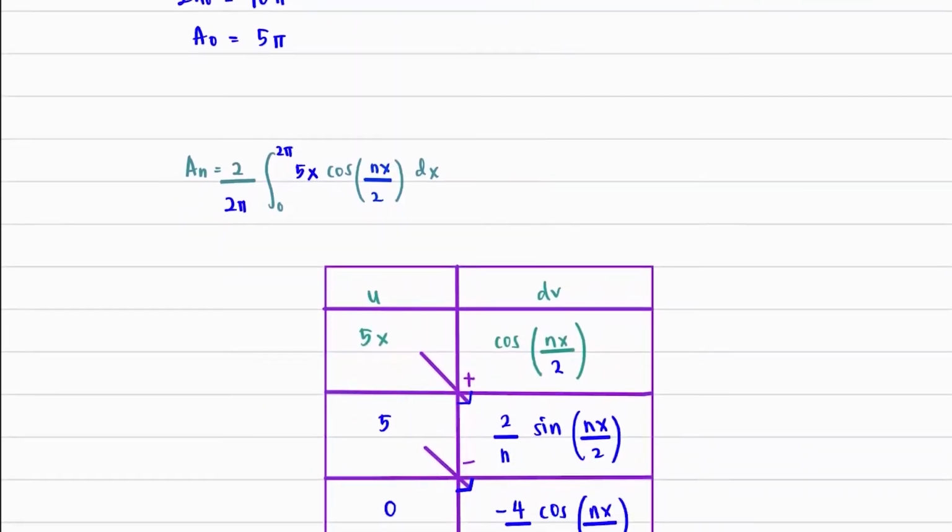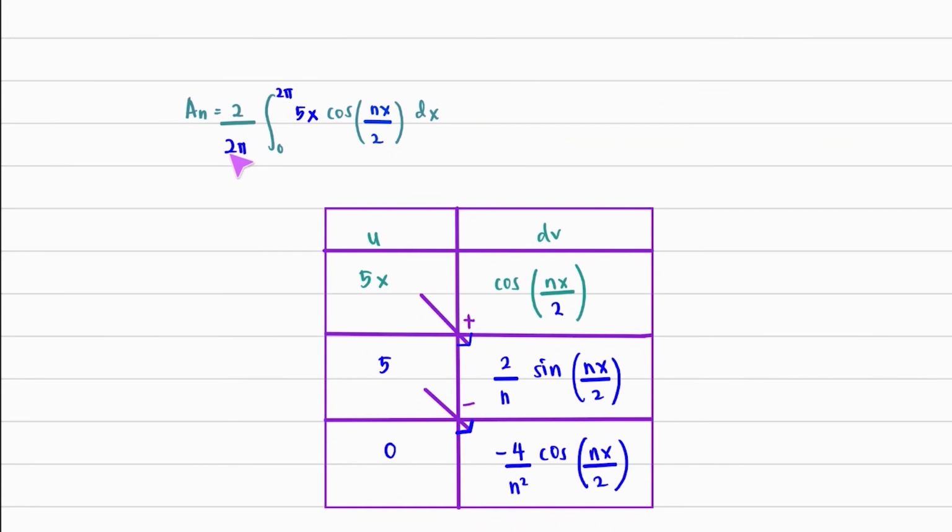After that, calculate an, which is 2 divided by L, 2 divided by 2 pi, integrate 0 to 2 pi, 5x cos nx divided by 2 with respect to x. Use the tabular integration method here, where u is equal to f(x), differentiate u until you get 0. Differentiate 5x is 5, differentiate 5 is 0. And for dv, integrate cos nx divided by 2 is 2 over n sin nx divided by 2. And integrate this term is negative 4 divided by n squared cos nx divided by 2. Remember to add the diagonal lines here.